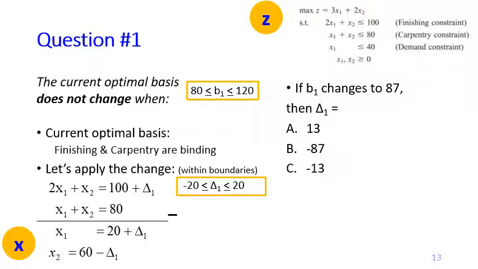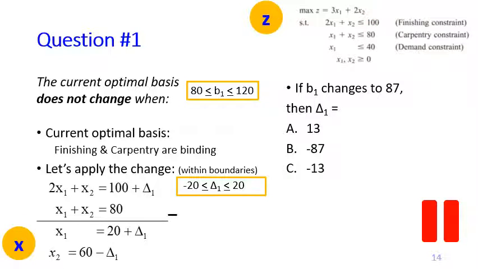Okay, so here are some questions to check your understanding. As usual, I will give you a pause on the video and then I will give you the answer after the pause. The current B1, or the right hand side value of the finishing constraint, is 100. And then we have obtained the boundaries for B1 between 80 and 120 such that the current optimal basis does not change. So the question is, if B1 changes from 100 to 87, then what is the value of delta 1?